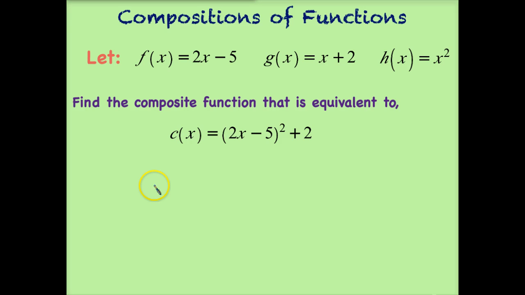Let's look at this. What if we want to find the composite function that is equivalent to this bottom function here? So we have 3. Was it f composed of g composed of h? Was it g composed of h of f? What was it? So again, pause the video and challenge yourself. See if you can come up with a composition that equals this. Here's what I came up with. If we take 2x minus 5 and we put it into h, we get 2x minus 5 squared. And then if we put that into g, we get 2x minus 5 squared plus 2, which is equivalent to this.